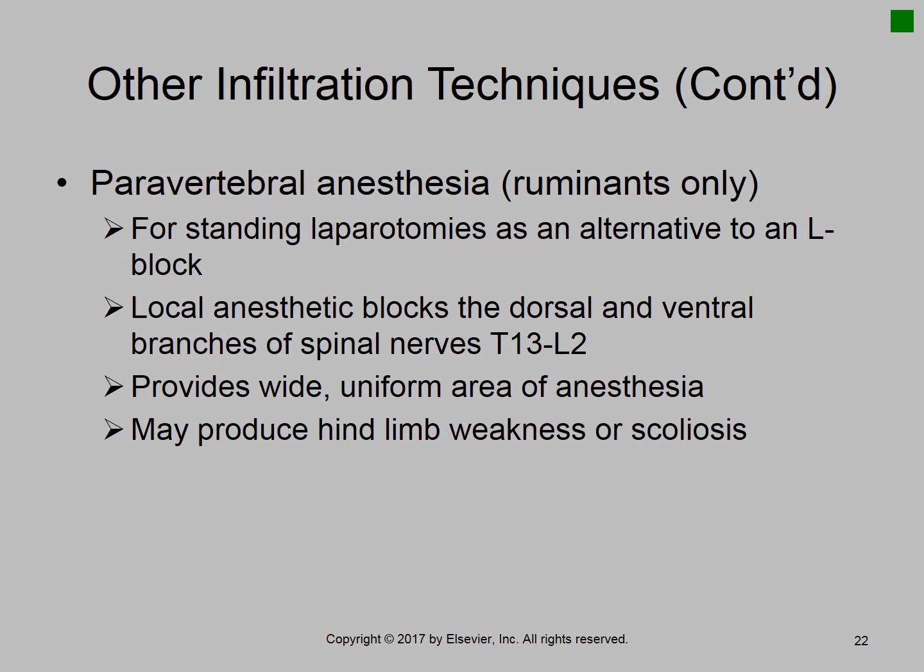Paravertebral anesthesia is only used in ruminants, and really it's only used in cattle for all intents and purposes, for standing laparotomies as an alternative to an L block. In this case, local anesthetic blocks the dorsal and ventral branches of spinal nerves T13 to L2. And by doing that, it provides a wide, uniform area of anesthesia. Now, the problem with it is it can produce hind limb weakness or scoliosis. That spine just goes kind of dead, okay? It really loses any ability to provide support sometimes for the spinal cord. So you get some scoliosis.